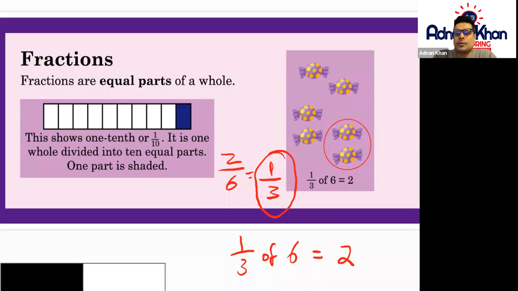How can we do this? Well, what we can do is we can divide this number. 6 divided by 3 is 2. And then 2 multiplied by the top number gives us 2. That's another way of calculating fractions in this case.